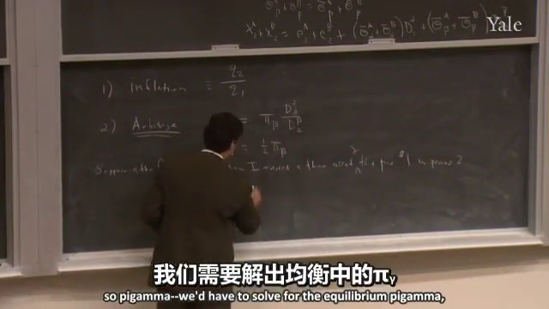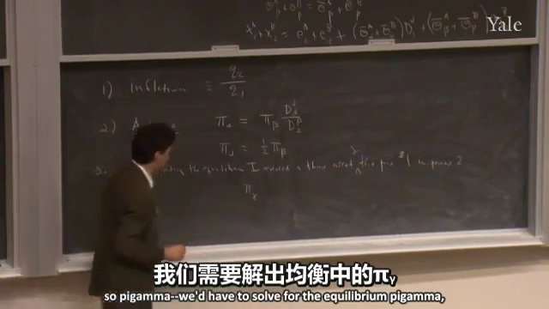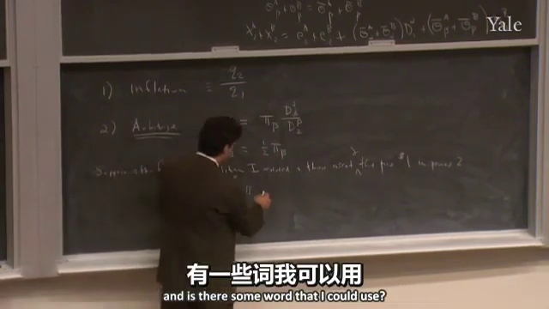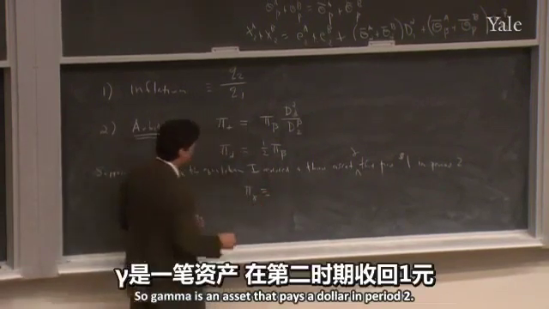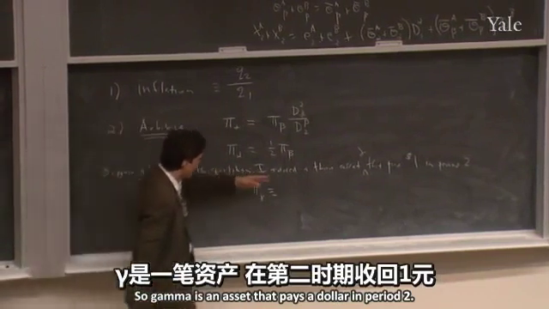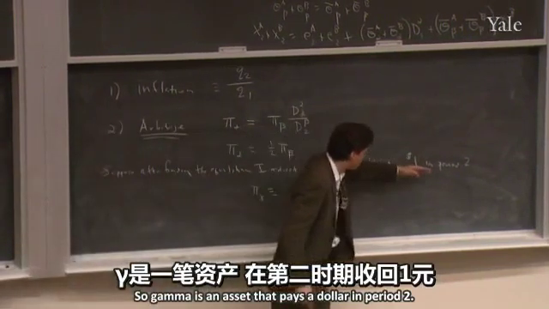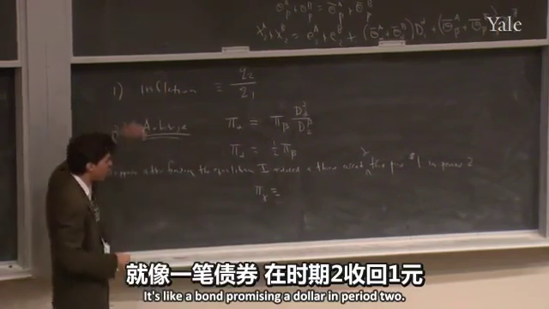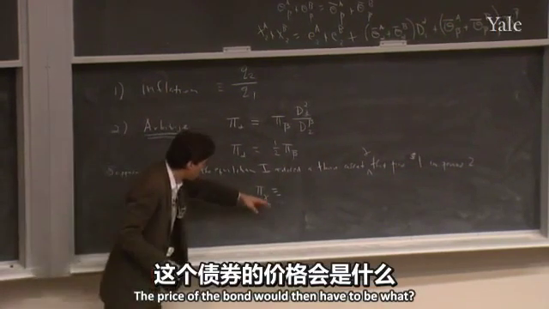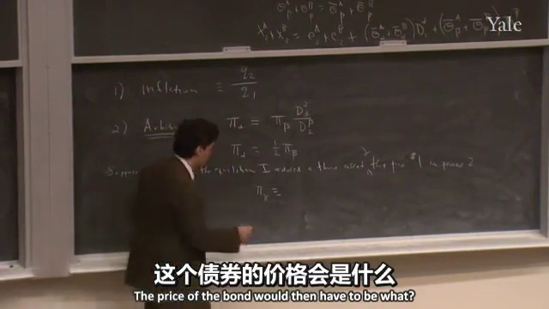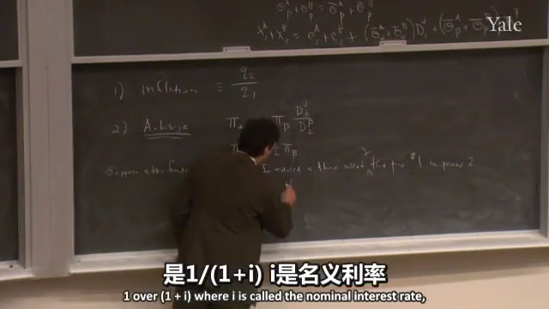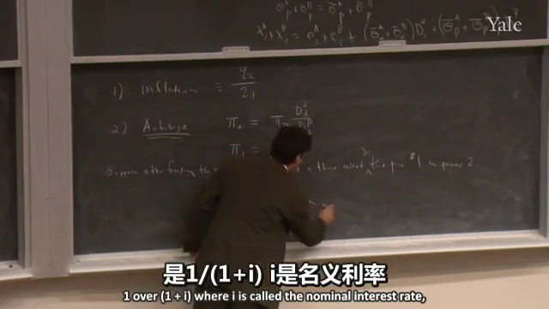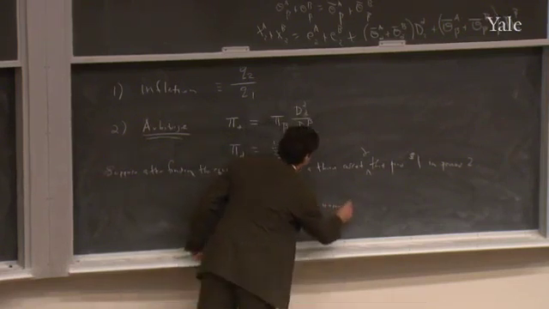Then we have to solve for the equilibrium pi gamma. And is there some word that I could use? Gamma is an asset that pays $1 in period 2. It's like a bond promising $1 in period 2. The price of the bond would then have to be what? 1 over 1 plus i, where i is called the nominal interest rate.